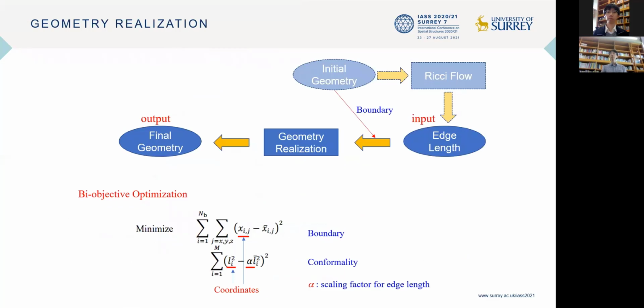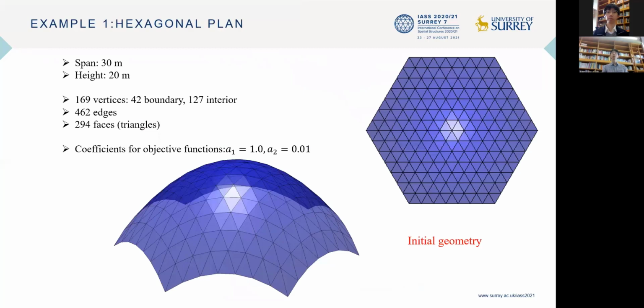Then in the second step of the proposed method, we find the nodal coordinates for the final geometry, which has the edge lengths determined by the Ricci flow and spans the boundary. So we have these two objective functions. To solve this problem in our examples, we transform it into a single objective function by using the coefficients A1 and A2 as shown here.